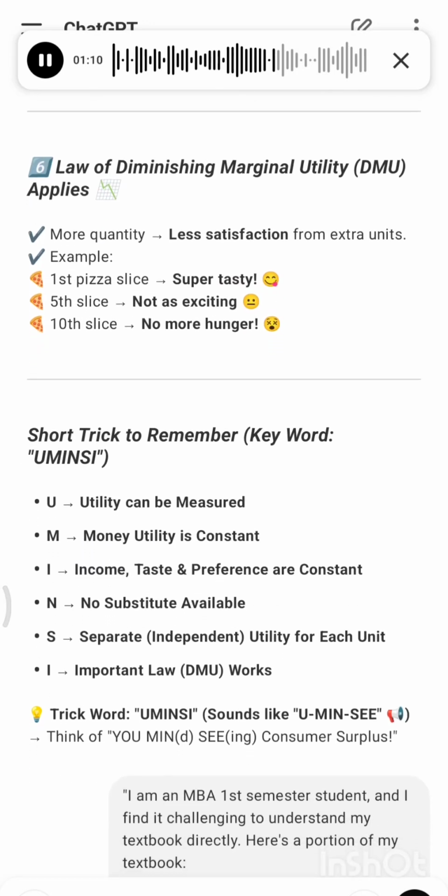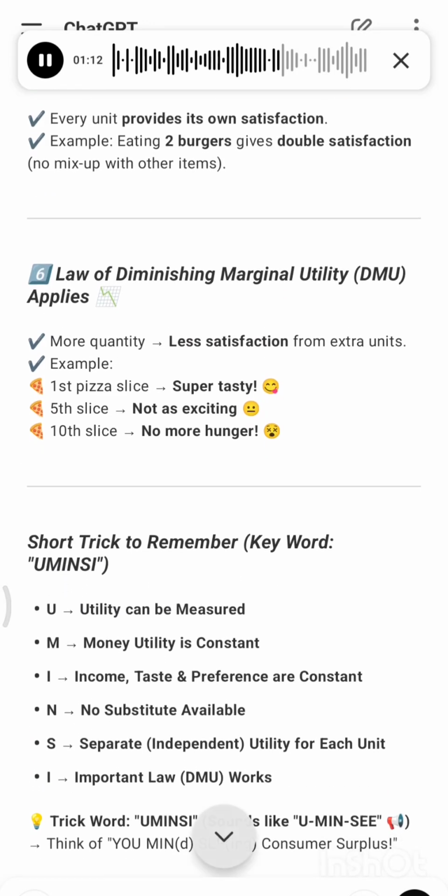6. Law of diminishing marginal utility, DMU, applies. More quantity, less satisfaction from extra units. Example: first pizza slice, super tasty. 5th slice, not as exciting. 10th slice, no more hunger.